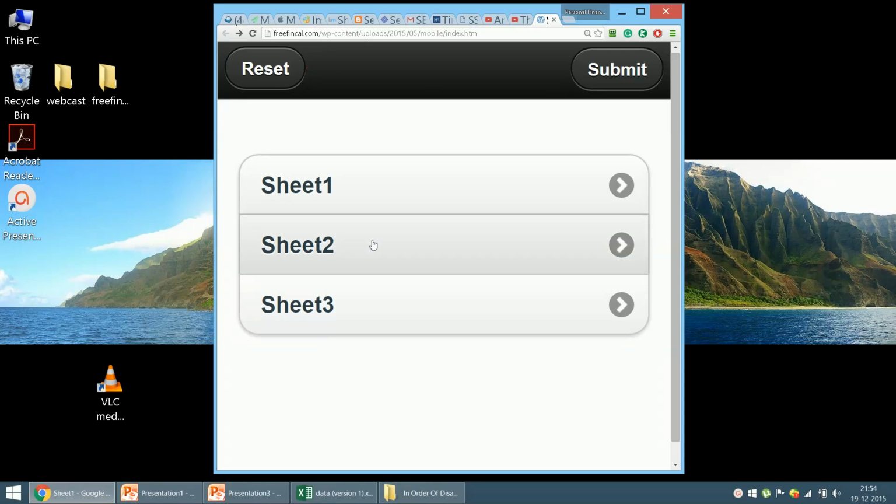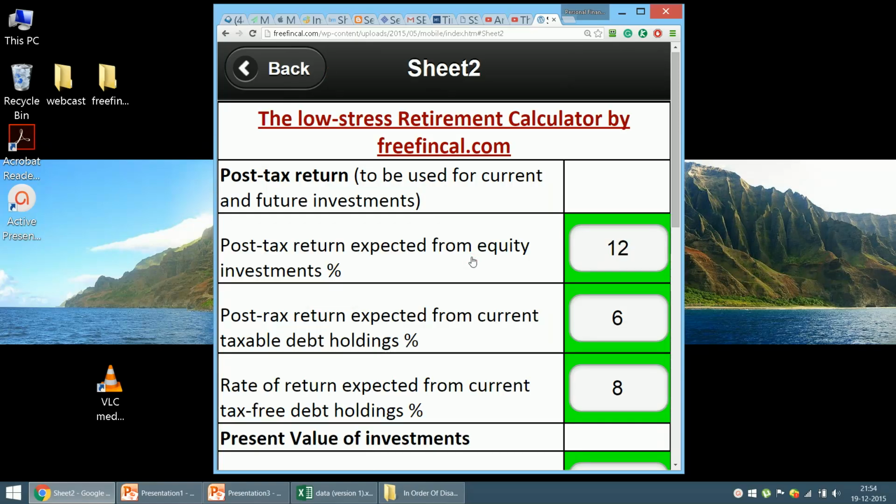Back here, sheet 2. Now, what is the return that you would expect from equity? I expect 12% post-tax return from equity. Personally, I prefer 10%, but 12% is, I think, reasonable. We should be able to make that from our equity portfolio.